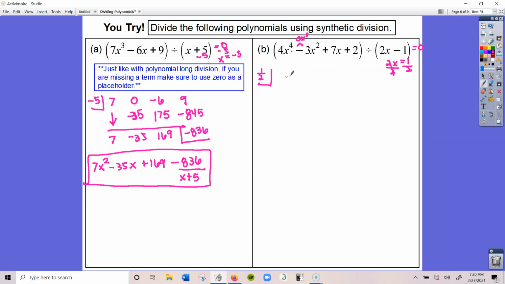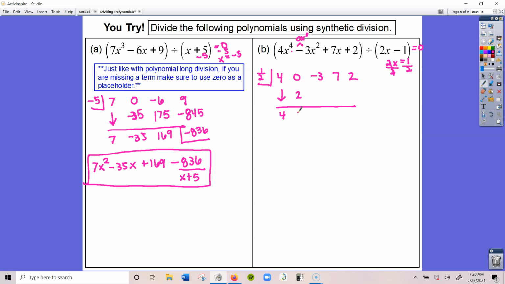We write our coefficients going across. We have the 4, 0, negative 3, 7, and 2. Bring down the first term. Now here you're probably freaking out because what's in the box here is a fraction, but just keep in mind that fractions are simply division. So instead of thinking of 4 times 1/2, you can also think about it as 4 divided by 2. Because that's what 1/2 represents, it's division. So 4 divided by 2 is 2.